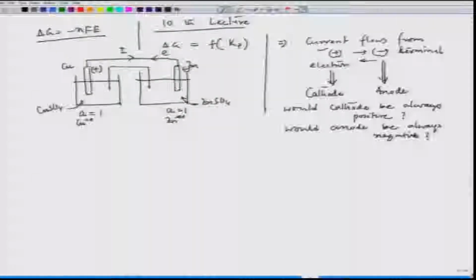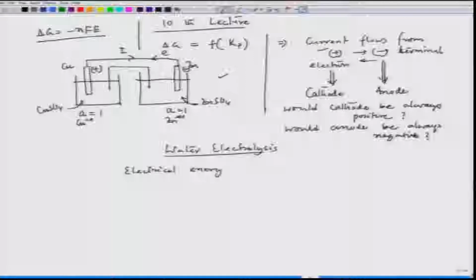So, let us say one important aspect is water electrolysis. In case of a galvanic cell, the cell what we have mentioned here, the chemical energy gives rise to electrical energy or electrical work. But in case of water electrolysis, the reverse happens. The electrical energy gives rise to chemical work or chemical energy.